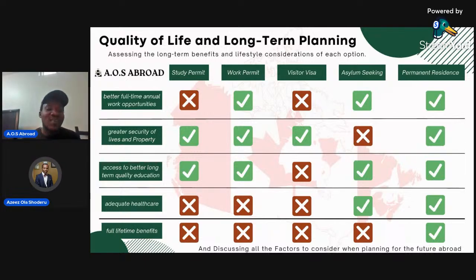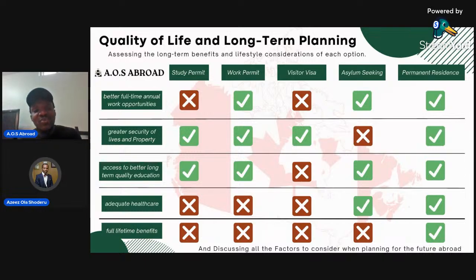You will not have access to long-term quality education. You can study on a short-term basis, like the truck driving I gave for an example, but you will not have adequate healthcare because you have to fend for yourself. You have to actually afford your own healthcare when you land in Canada as a visitor. But you will not also get full lifetime benefits because you are a visitor and you are not here to stay permanently. Asylum seeking is another pathway that many people think about.